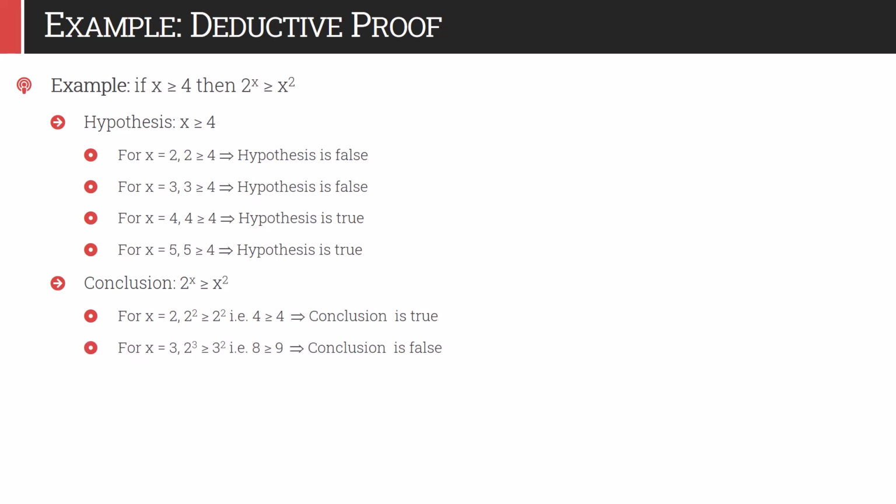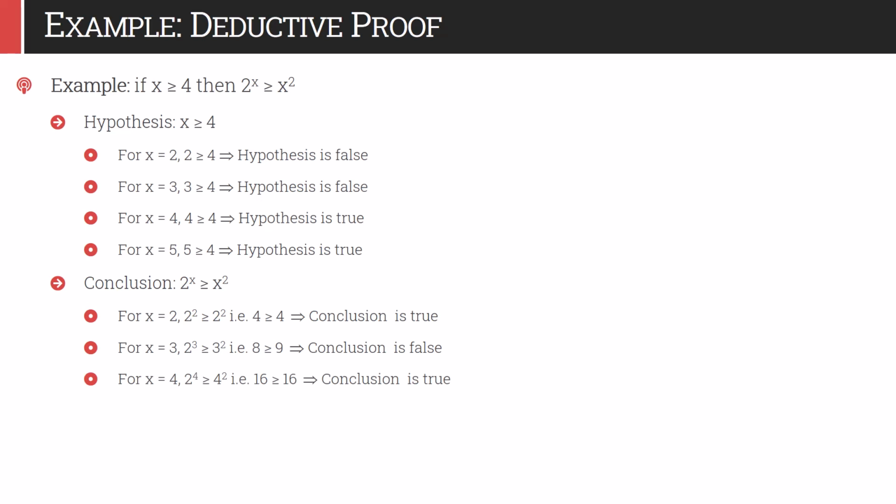If we take x equal to 3, then this would be 2^3 greater than or equal to 3^2. That implies 8 greater than or equal to 9. So the conclusion is false, right? Because 8 is not greater than or equal to 9. But here the hypothesis is itself false, so we don't have to worry even though the conclusion is false. So these two results we don't have to consider in either way.